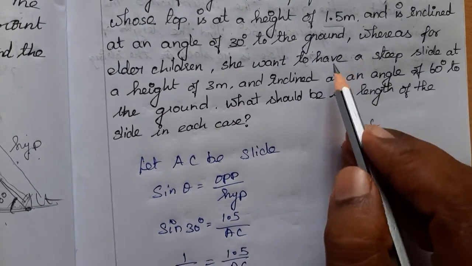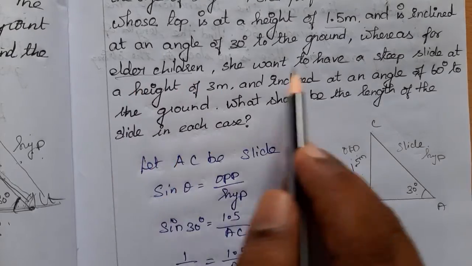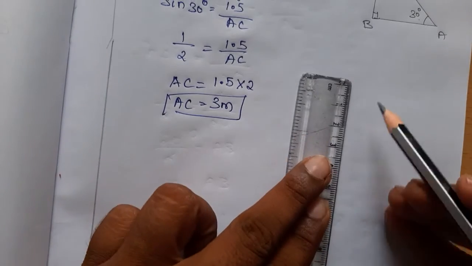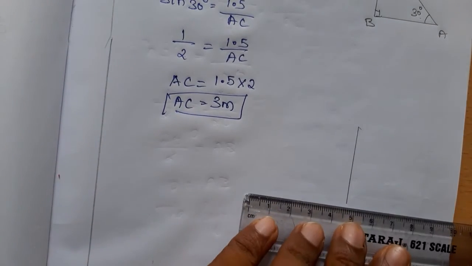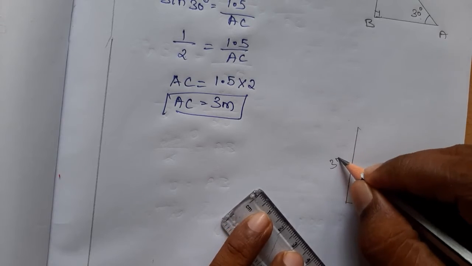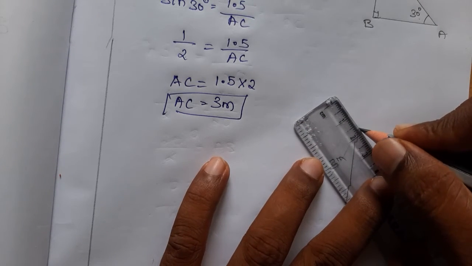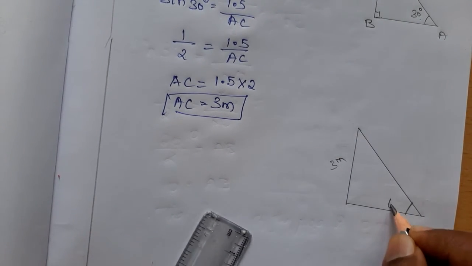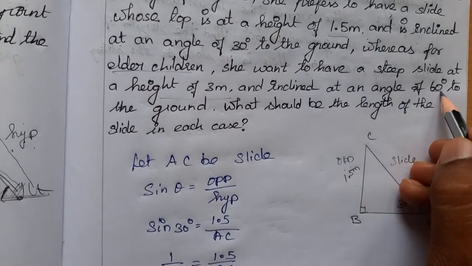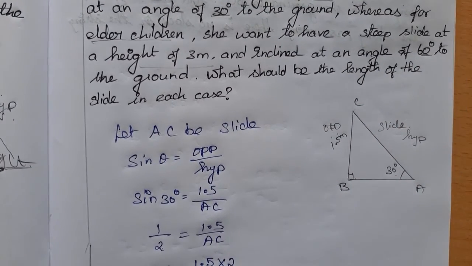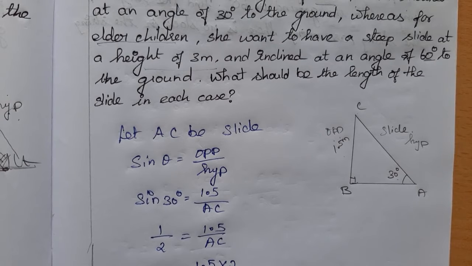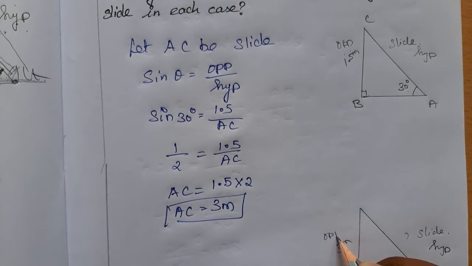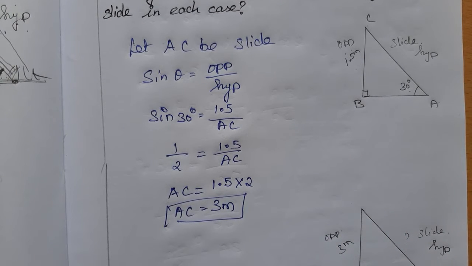The second case is they are going to build it for elder children. It's a little steep and the slide is at a height of 3 meter, so one more right triangle will be there. This is the height of 3 meter and it is very steep, so the angle formed here is 60 degree. They said it is 60 degree. Then we have to find the length of this slide. So this is the slide here. This is the hypotenuse since it is a 90 degree, and this is the opposite.